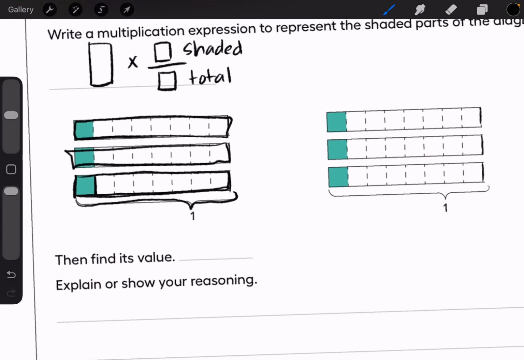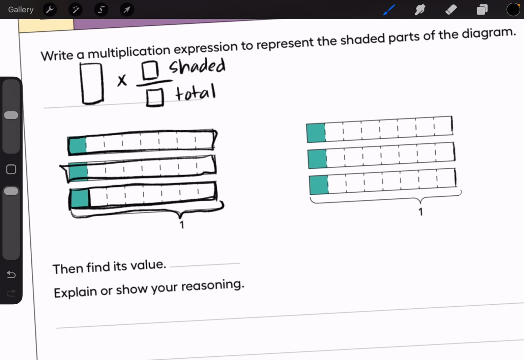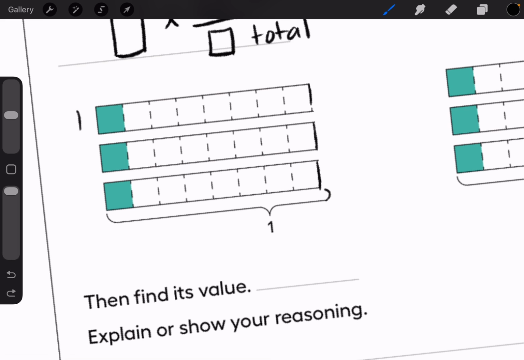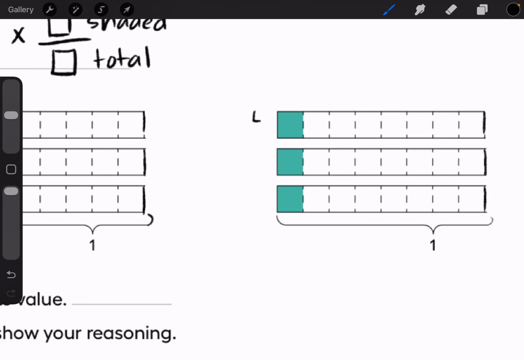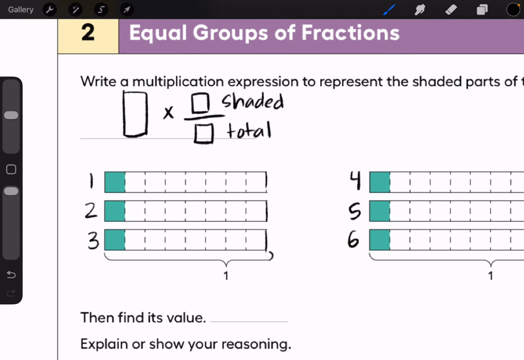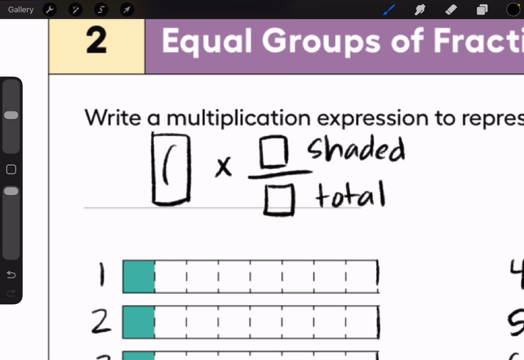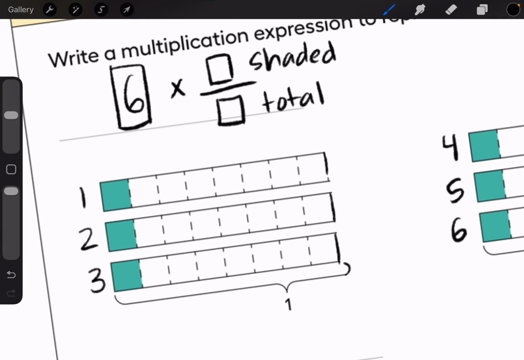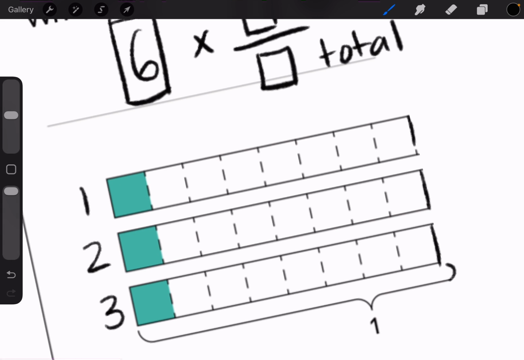I've got 1 right there, 2 right here. Sorry, it's kind of messy. 3, 4, 5, 6. So I'm going to actually go ahead and number these because it might make it a little bit easier. 1, 2, 3, and 4, 5, 6. I've got 6 groups. So where would I put my 6 groups in here? I'm going to put it right there. Big number 6. 6 groups of what though? 6 wholes? No. I've got 6 groups of something.